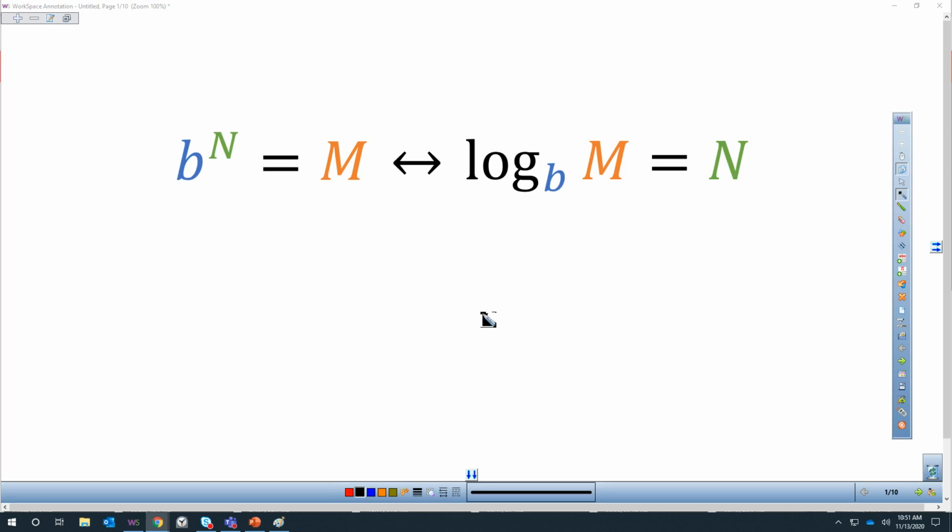Welcome back. Today we're going to talk a little bit more about solving log and exponential equations. So you remember last time we talked about this method of rewriting the equation, either taking it from exponential form and turning it into log form, or going the other way. So let's review that real quick.